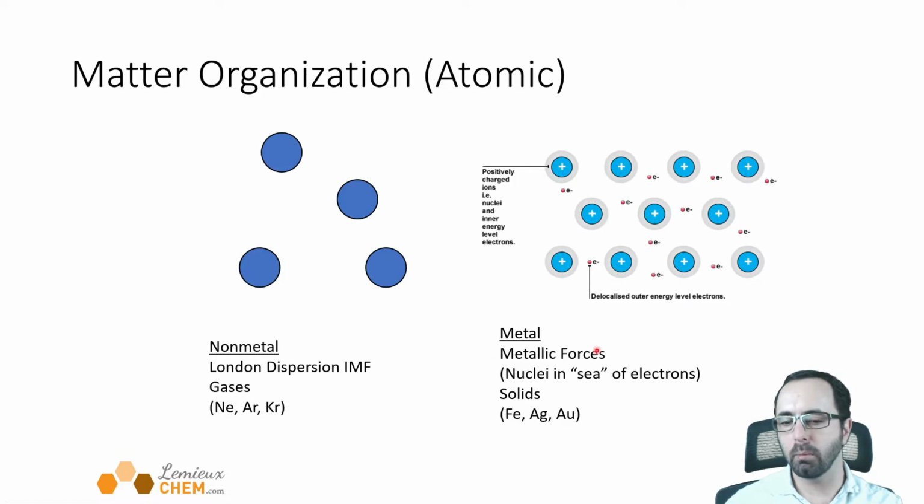And these are referred to as metallic forces. So these are bonding forces, metallic bonds. And so metals tend to be solids at room temperature because the metallic forces are bonding forces. All bonding forces are quite strong, and so that holds these metal atoms together quite strongly.